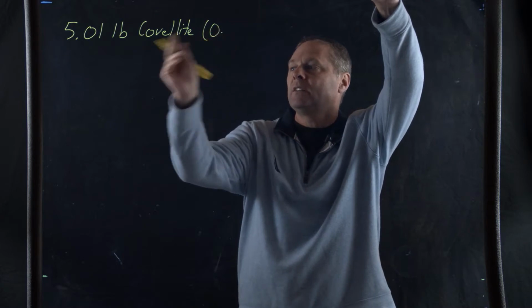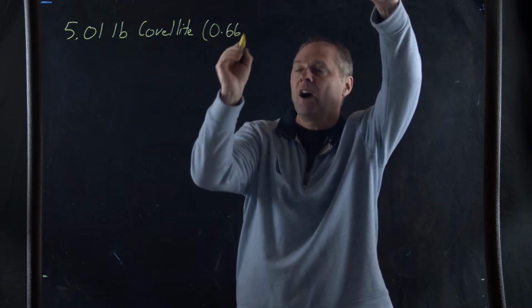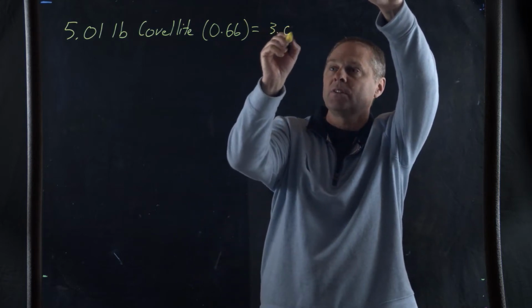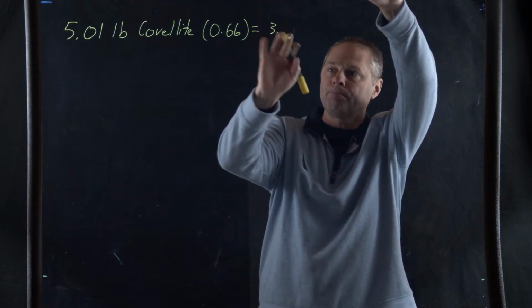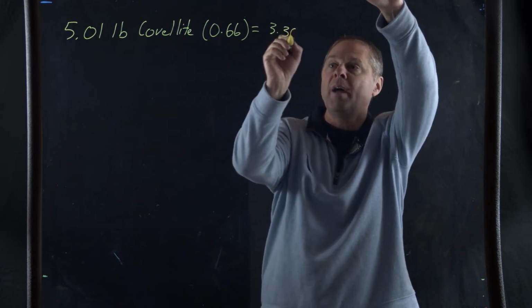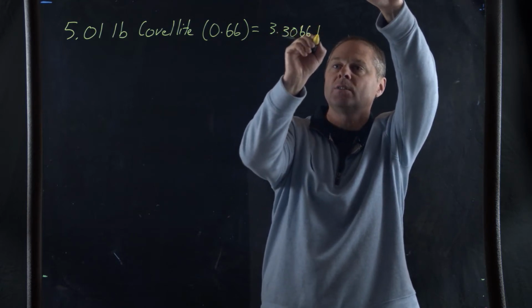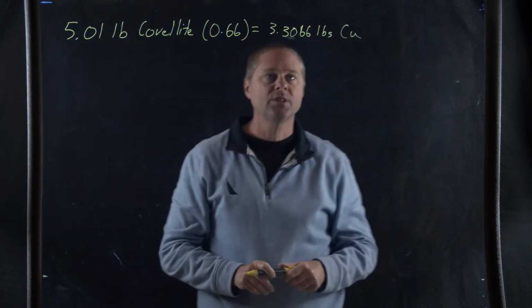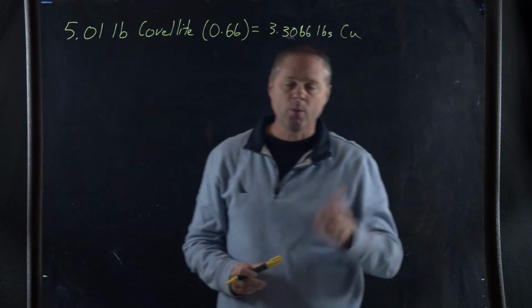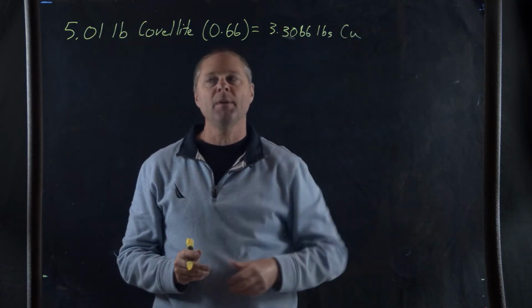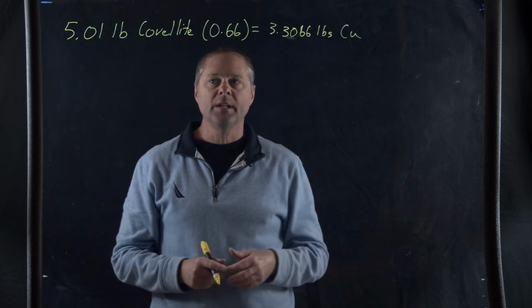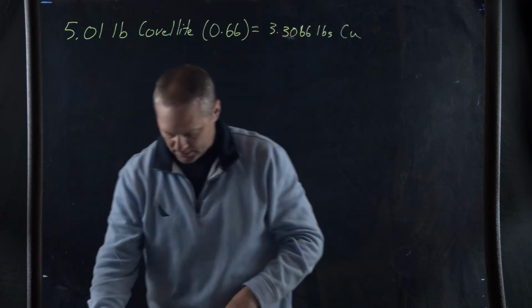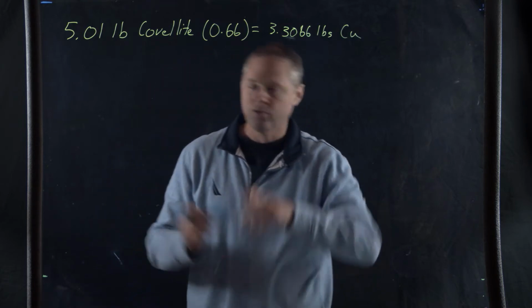So if we take the mass of covellite times our percent, that's going to give us the mass, or the pounds of copper. So that's going to be 3.3066 pounds of copper. Now we want to get this out of the English system into the metric system, because it's a little bit easier to work in that system. And so I'll use a different marker for that, just to kind of highlight how to do that. You should know how to do that.